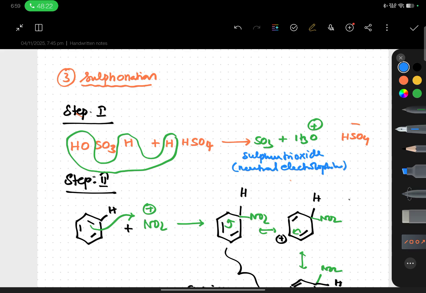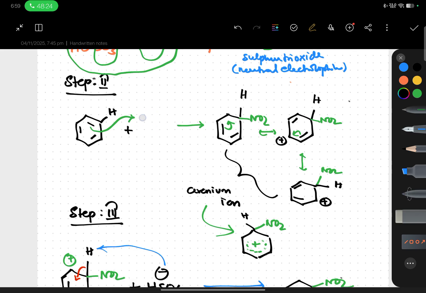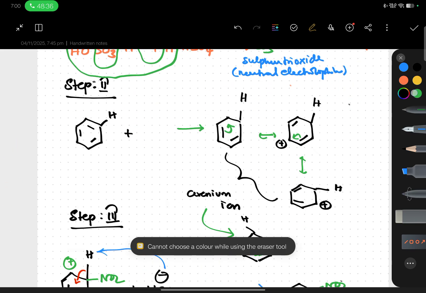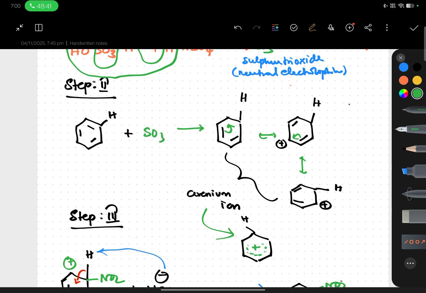Okay. So again, what is step number 2? Arenium ion mechanism. SO3 attacks here, so you'll get SO3 minus. You'll get the arenium ion.